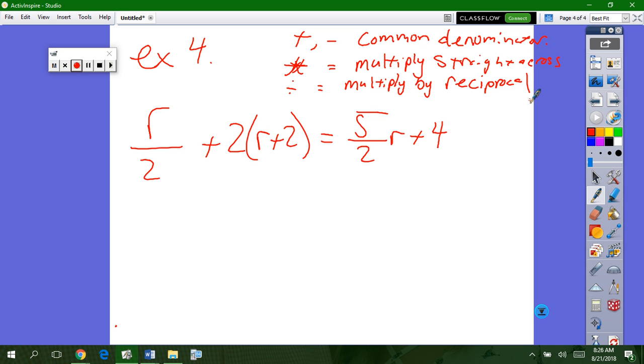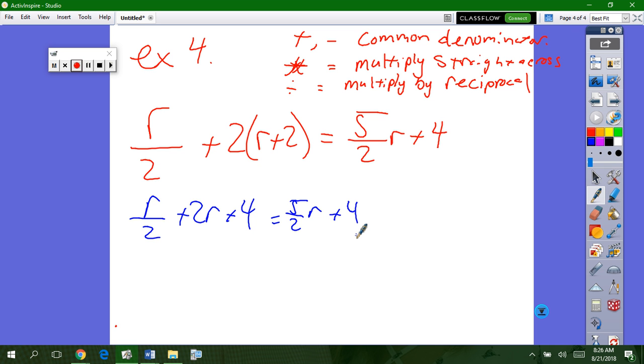Okay, here we go. First thing I'm going to do, guys, is I'm going to deal with this. I'm going to go with this fella. So what do we get? We get R over 2 still plus 2R plus 4. Remember to distribute through, right? Equals 5 over 2R plus 4.